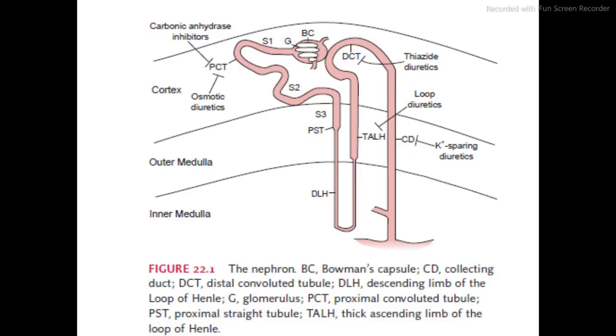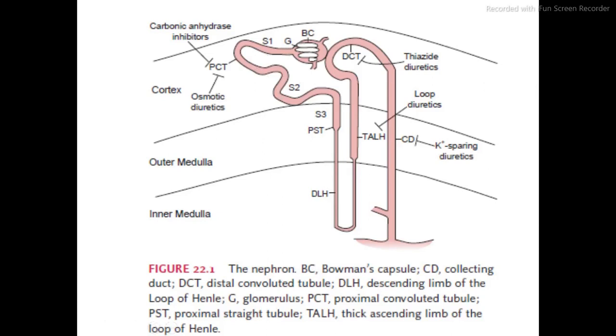This enzyme is present in the PCT phase, and it catalyzes the formation of carbonic acid from water and carbon dioxide. This carbonic acid, which is formed from the water and carbon dioxide, provides hydrogen ions which drive the reabsorption of the sodium bicarbonate.